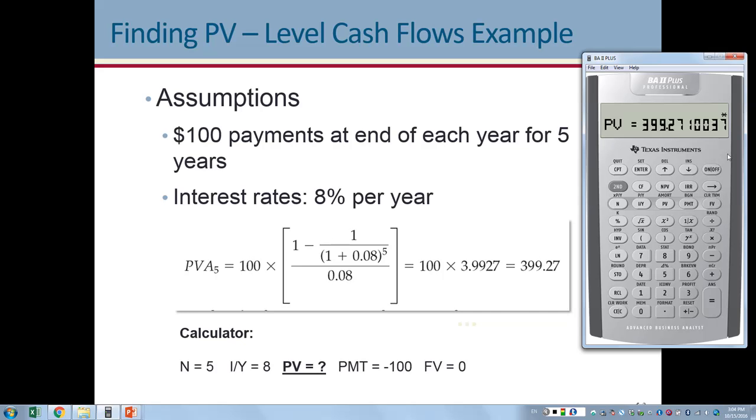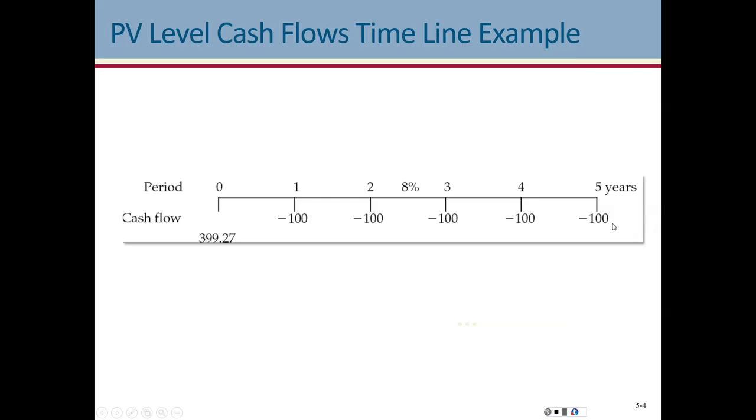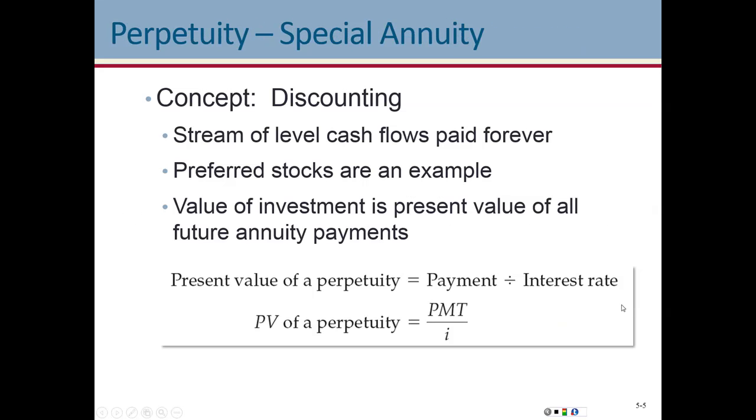You can also see this as, if you need a loan and you can pay $100 every year, how much money can you receive today? And that amount is $399.27. So if you receive $399.27, you can pay $100 every year for 5 years. So here it is. We can assume an inflow of $399.27 and then outflows of $100 per year for 5 years.